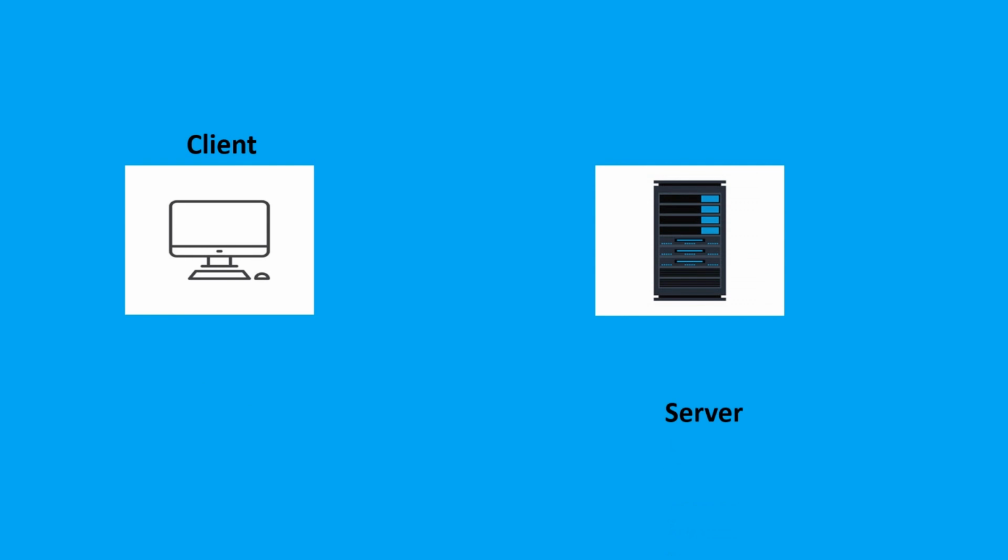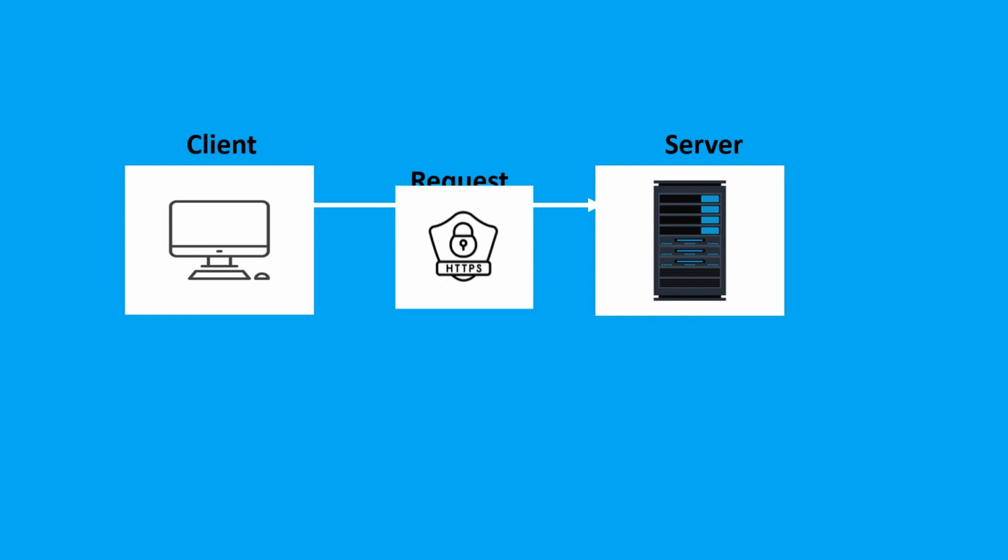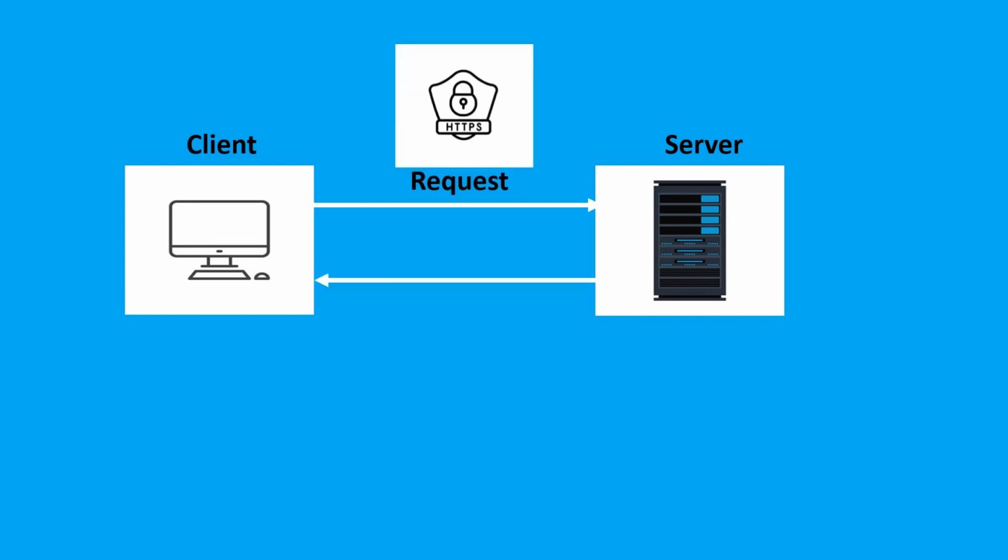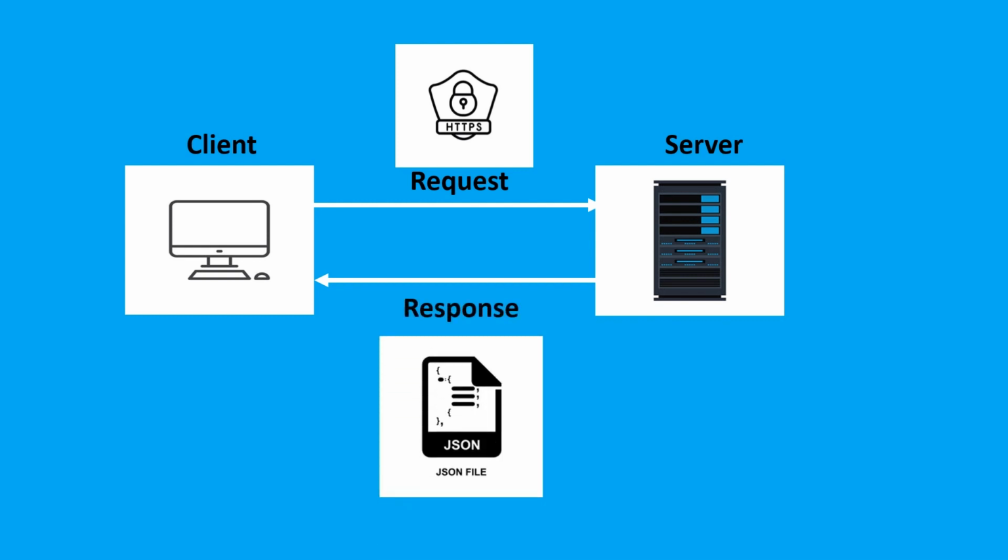Now let's understand how the request and response happen. Say there is a client and there is a server. The client is making a request to the server. Usually the request will be in the form of HTTP methods, and the server will send the response back in JSON format. Usually the JSON format will have the status code and data.